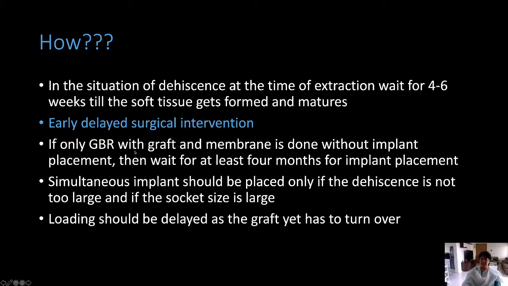If only GBR with graft and membrane is done without implant placement, then you will have to wait at least 4 months for implant placement. That means you extracted a tooth, there was dehiscence, so you did nothing. Then after 4 to 6 weeks, why 4 to 6 weeks? Sometimes it may take even longer, because it depends on how large the socket is, and a larger socket takes longer in soft tissue closure.